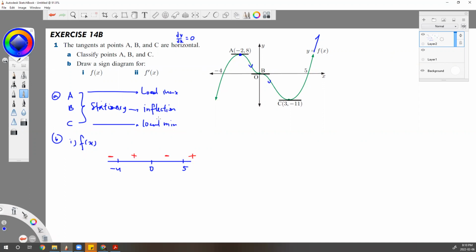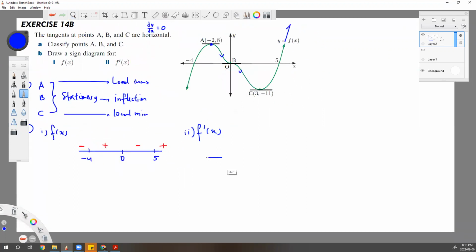But the more challenging part is part 2, the f'(x), the gradient sign, right? So we also have -4, 0, and 5, right? Oh, I'm sorry. No, not -4. Look at the local. So this is the local maximum at -2, and then point of inflection at 0, and we have here 3, right? Look at the locals: local maximum, local minimum, and inflection point.